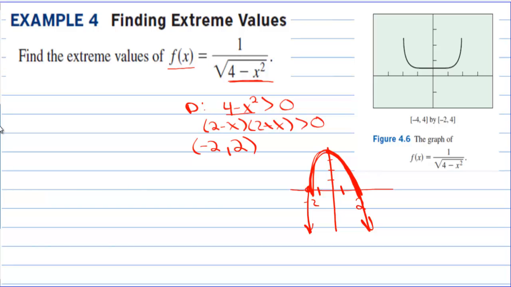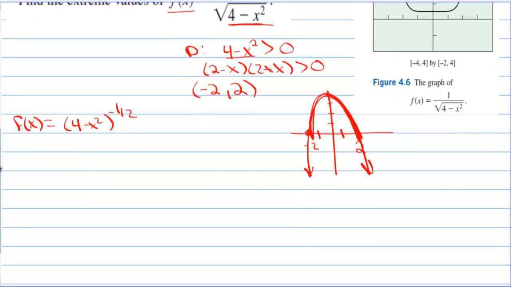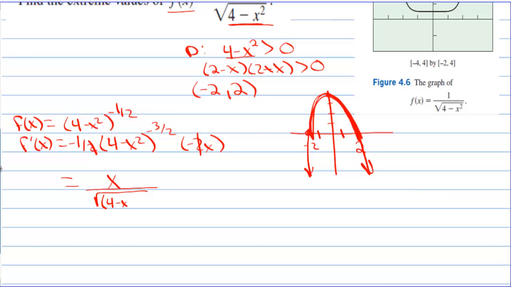Let's find the derivative. F of x is equal to 4 minus x squared to the negative 1/2. So f prime of x, the derivative, is equal to negative 1/2 times 4 minus x squared to the negative 3/2 times negative 2x. That's equal to, well, the 2's cancel out, the negatives become positive, and we have x over, let's see, the square root of 4 minus x squared, and that to the third power.